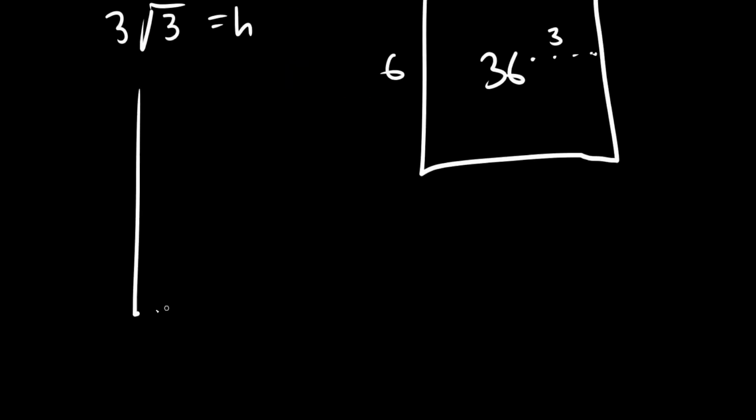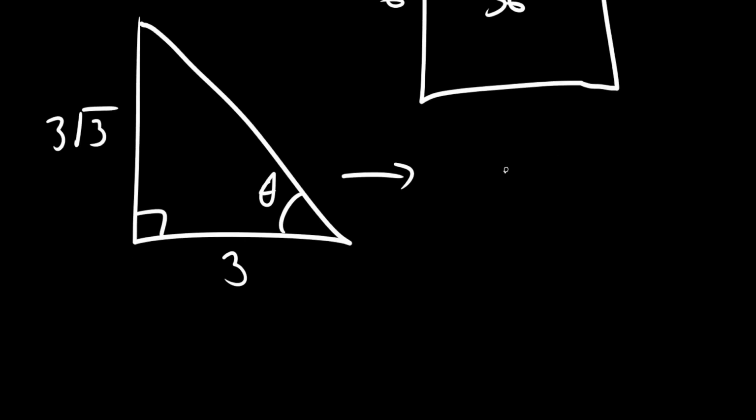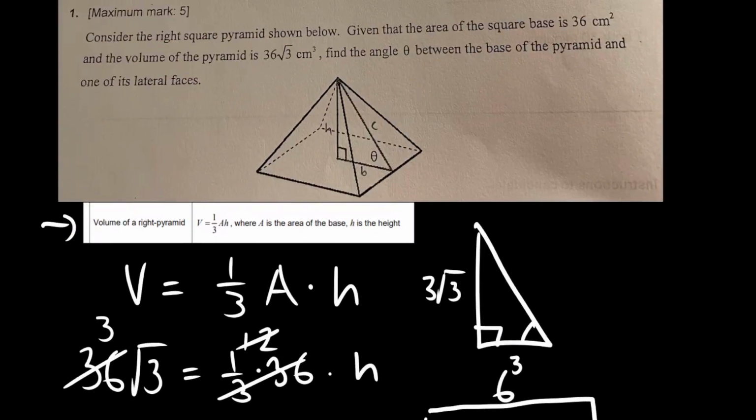I'm going to draw the triangle again over here. So we have 3 root 3 as one of our sides, 3 here, our right angle, and we're looking for the angle theta here. So you'll notice that this is a similar triangle with a triangle you should be familiar with in your trig. It is the root 3, 1, and 2 triangle, and this angle will be pi over 3 or 60 degrees. You'll notice that each side was multiplied by 3, but that does not change the angles within the triangle, and that will be the answer for the first question.